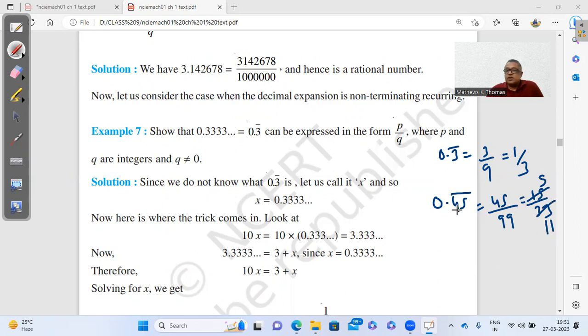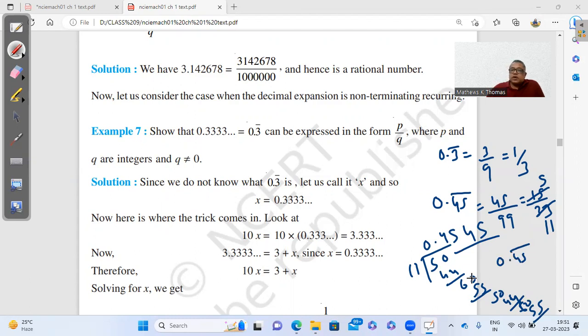Now, if I divide 5 by 11, I'm going to get 0.45 bar. Let's check this. See, 5 by 11, 0. I'm going to divide this, so I'll get 4 11s are 44. I'm going to get 60. 11 5s are 55. I'm going to get 50 here. 11 4s are 44. Again, I'll get 60. So here I will get 4 5 4 5. I'm going to get repeated here, right? So 50 here, 44 here. So 60, 11 5s are 55. And this process will go on. So I'll get 0.45 bar.